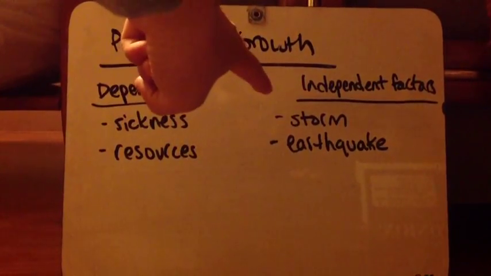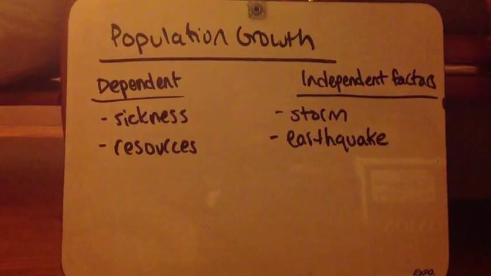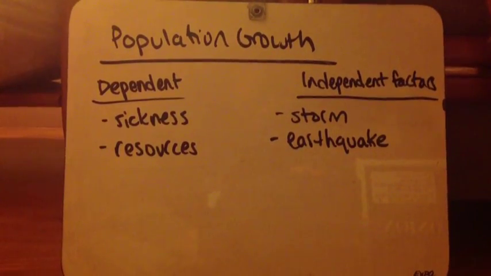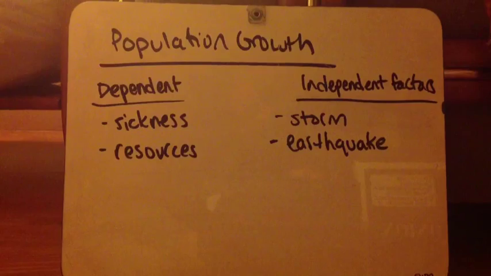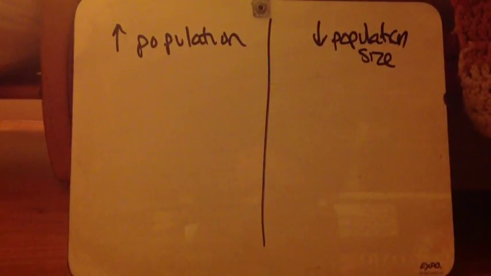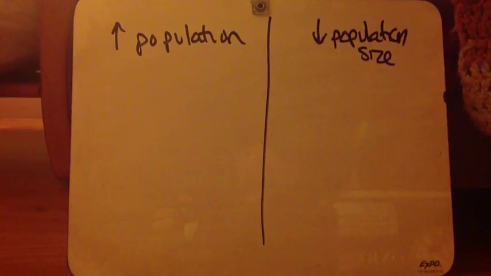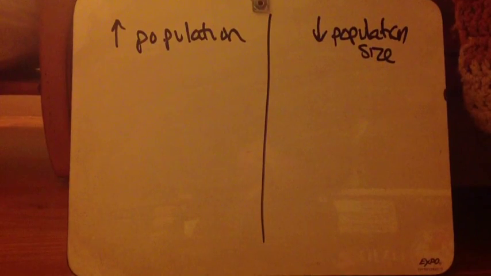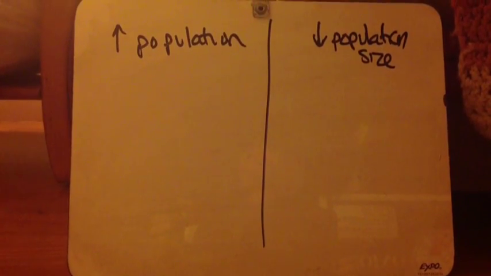In contrast, there are independent factors. They're independent of the population size. So, for example, if there's a storm or an earthquake, both of these would affect a population just as badly whether there were 100 people or 2. I also want to talk about some factors that affect population size in terms of increasing it and decreasing it. So why don't you take a moment and brainstorm, scribble down some things that you think might increase the population size and things that might decrease the population size.